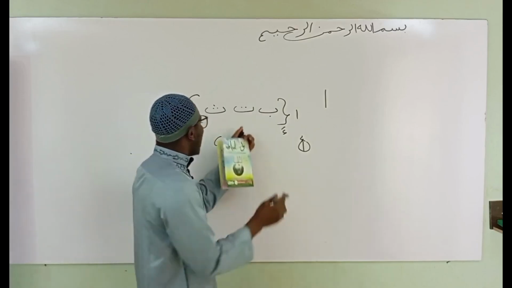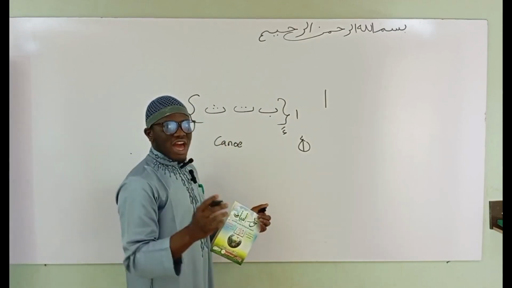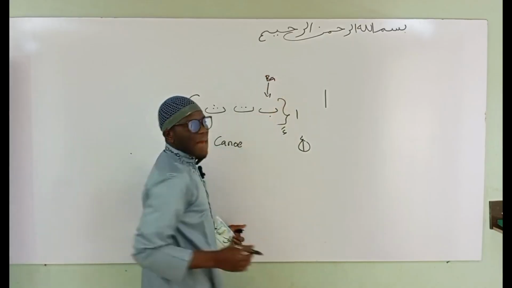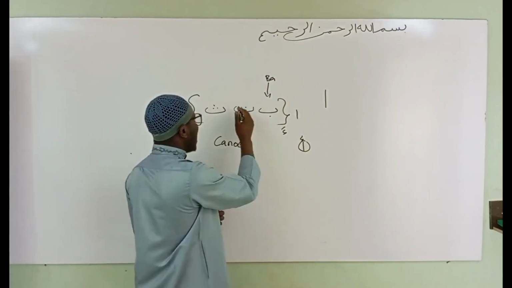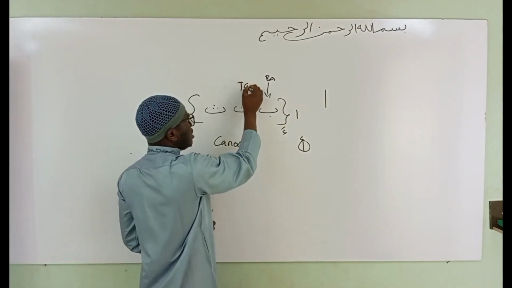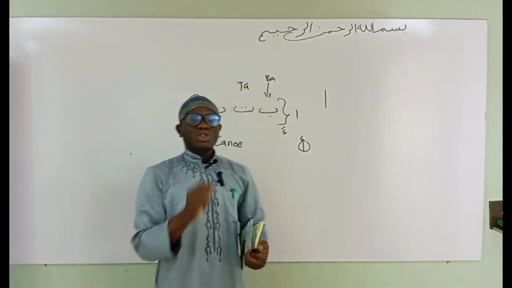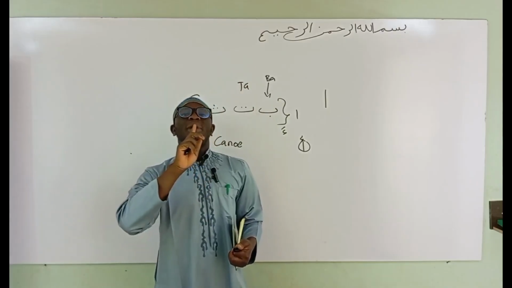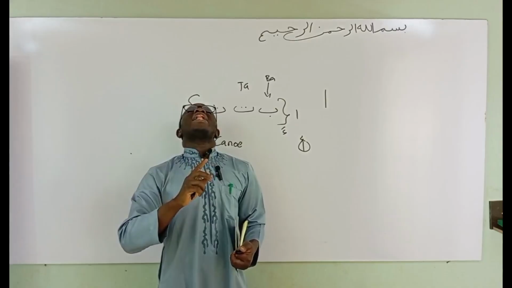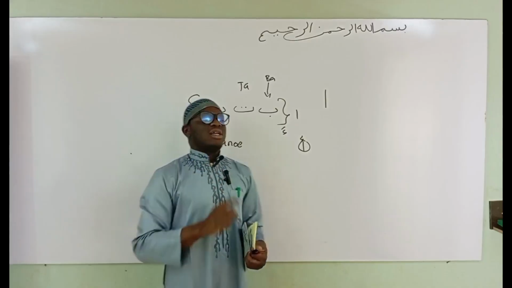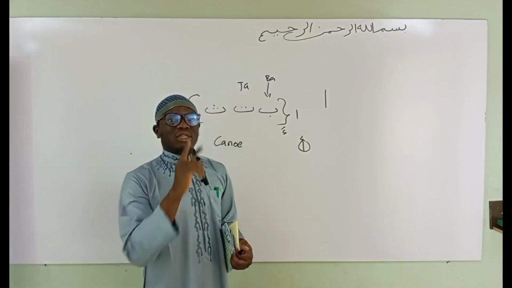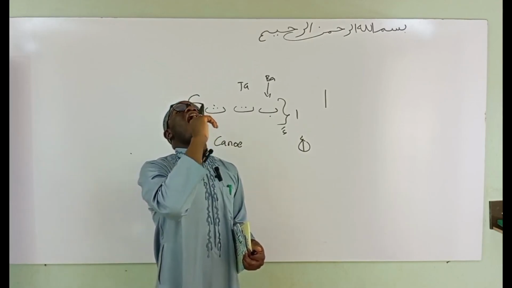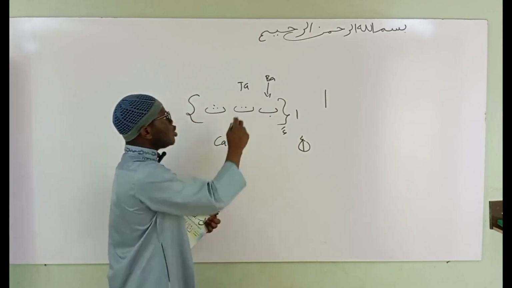Now, if you look at this Ba, Ta, and Tha, for Ba, it is pronounced as Ba, just your normal Ba. And for Ta, it's pronounced as Ta. But for this Ta, the tip of your tongue touches behind the upper teeth, like this. Ta. That's how it's pronounced, not just Ta. It has to tap behind the upper teeth here.